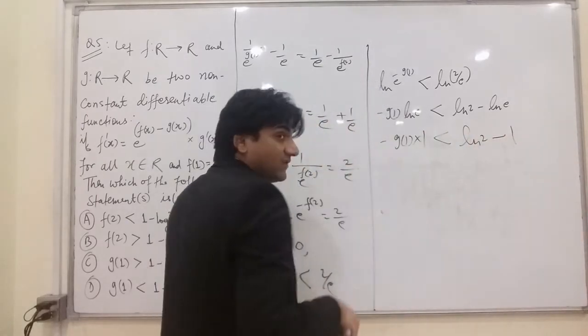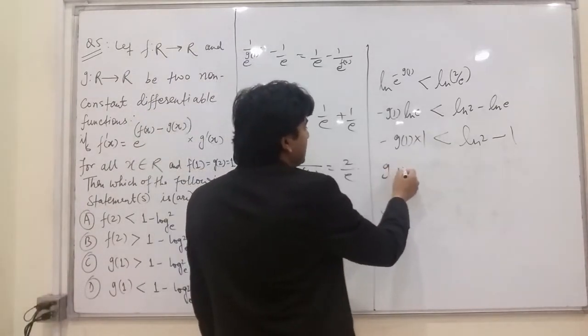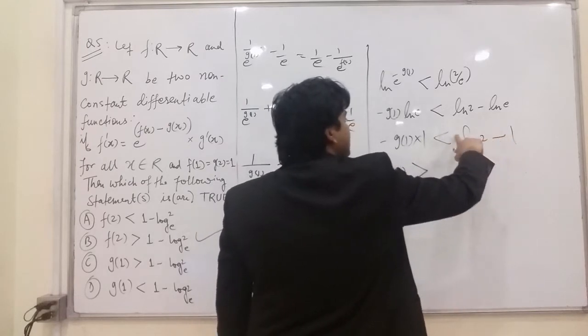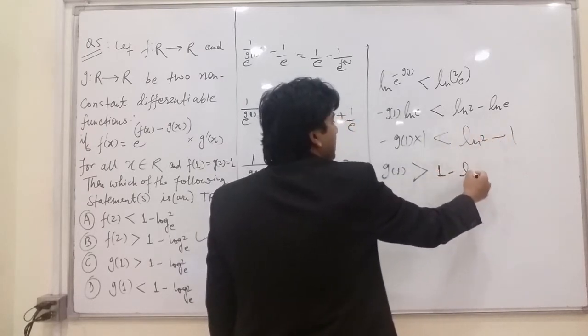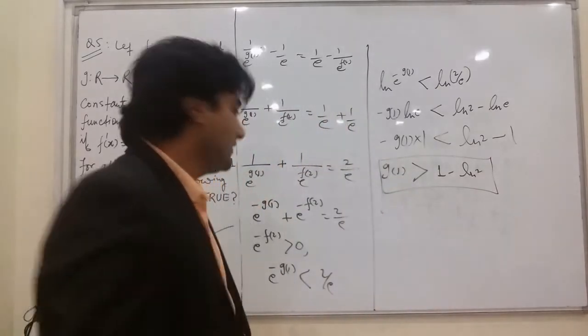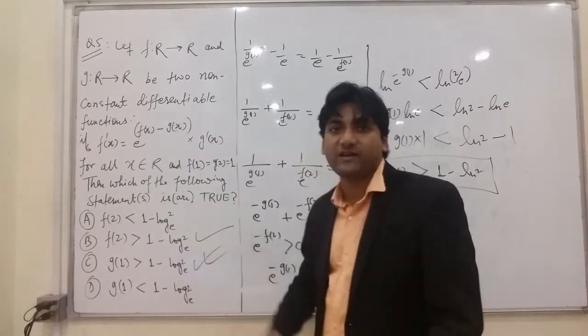I don't want this minus right here, so I have to multiply both sides by minus 1. So this is g1, the inequality sign will change, greater. This is plus, this will be minus. So 1 minus ln 2 we got. So g1 is also greater than 1 minus ln 2. Which one is the right option? g1 is greater than 1 minus ln 2. It means this would be our right option.